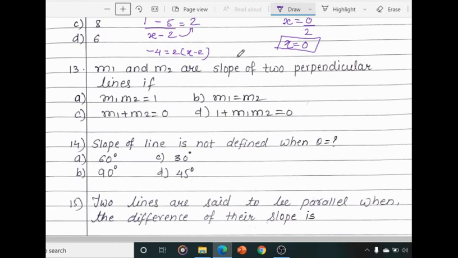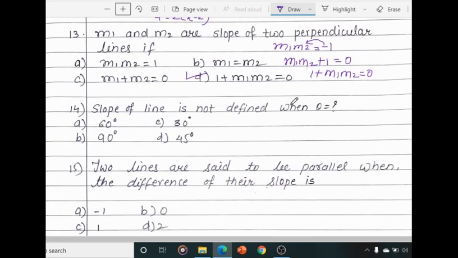m1 and m2 are slopes of two perpendicular lines. We know the condition of perpendicular lines is m1 into m2 is equals to minus 1, but this condition is not given in the answer. So we'll try to solve it. Take this minus 1 to this side. So m1 into m2 plus 1 is equals to 0. We can write it as 1 plus m1 into m2 is equals to 0. See, this is the answer D. Means we know the basic condition and from that we need to go towards the answer.